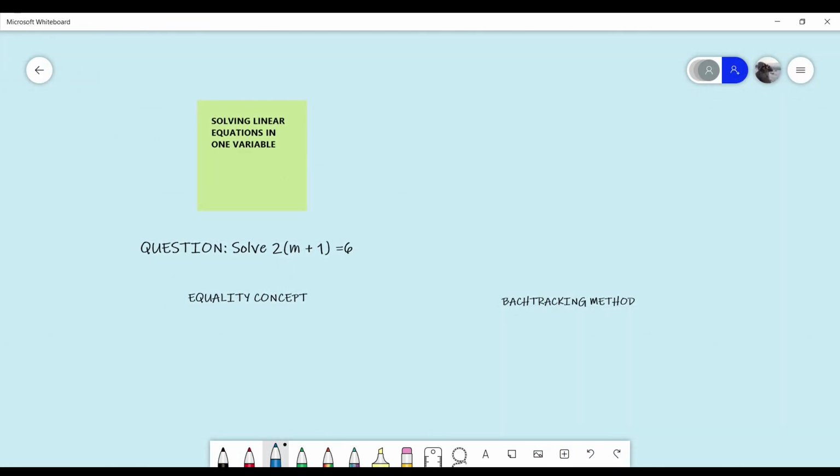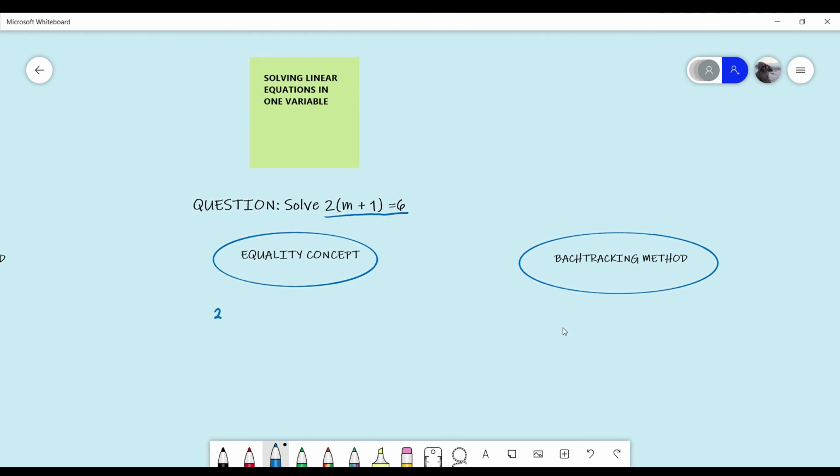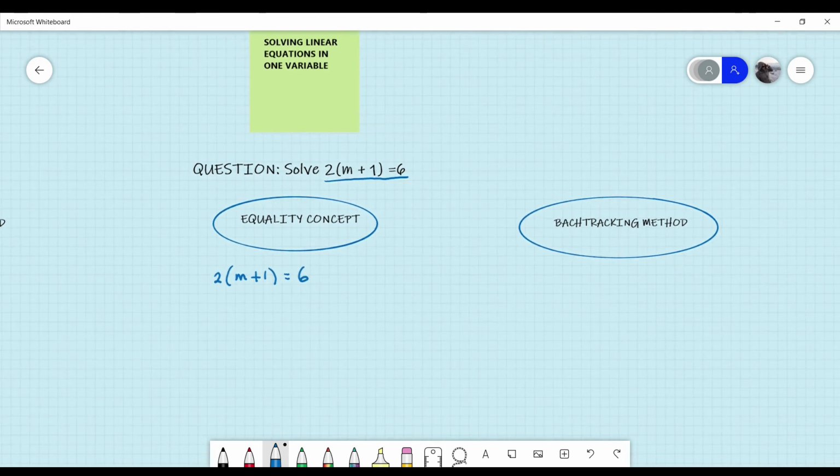Okay, the question asks you to solve 2 times m plus 1 is equal to 6. So we focus on equality concept and also backtracking method. Okay, so using equality concept, we have 2 in bracket m plus 1 is equal to 6. So 2 times m plus 1 is equal to 6. We want to remove 2 and 1 so that we have m only. So what should we do?